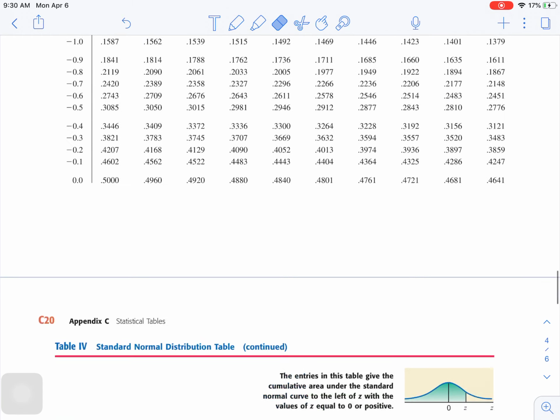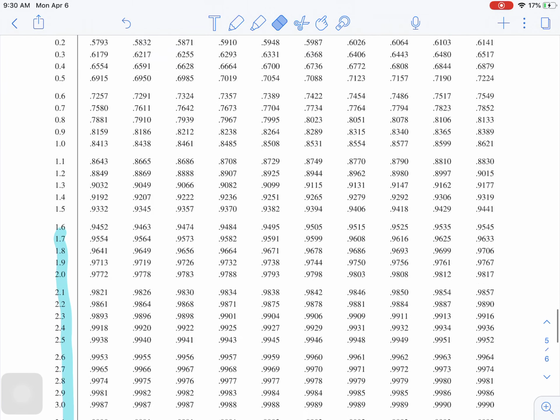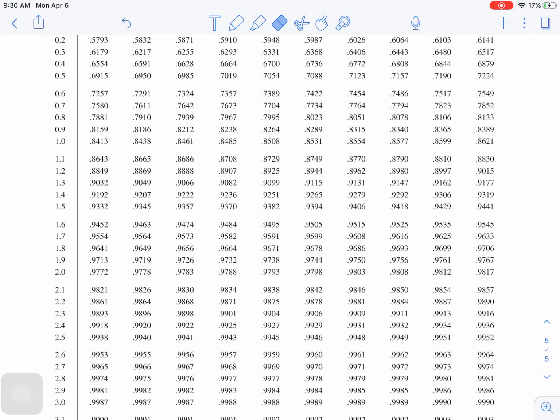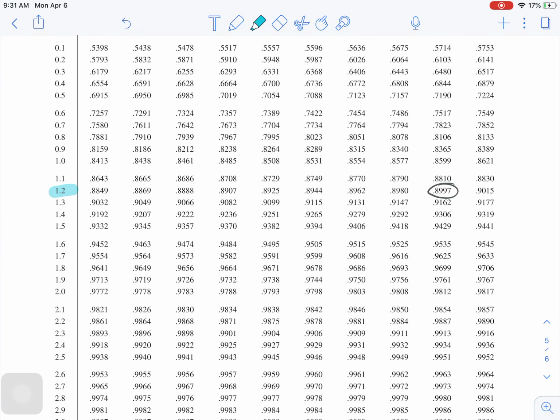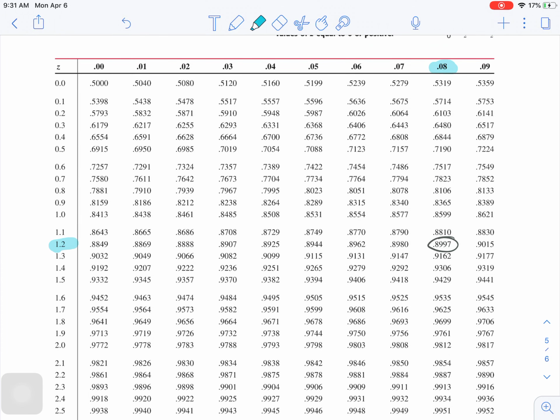So I want to look for 0.9 here somewhere. Let's see how close I can get. 0.9032, 0.8, okay. So these two are my closest to 0.9. This will happen sometimes. You won't find exactly 0.9. So we have 0.8997 and 0.9015. This one is actually a little bit closer. So the z-value corresponding to an area to the left of approximately 0.9 is 1.28.